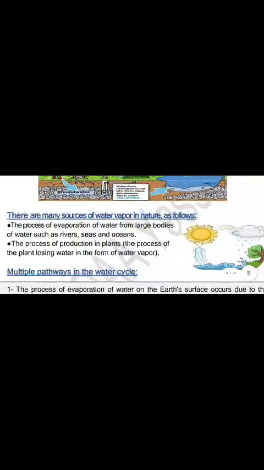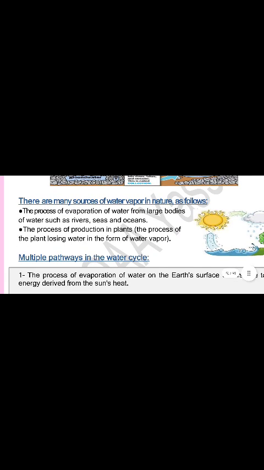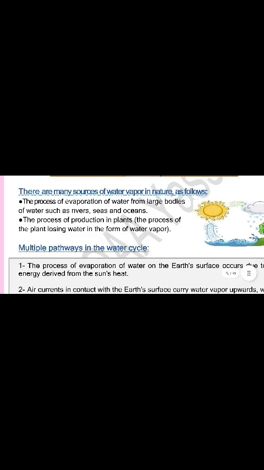There are many sources of water vapor in nature as follows: the evaporation of water from large bodies of water such as rivers, seas, and oceans; and the process in plants where the plant loses water in the form of water vapor, which is known as transpiration. There are multiple pathways of the water cycle.